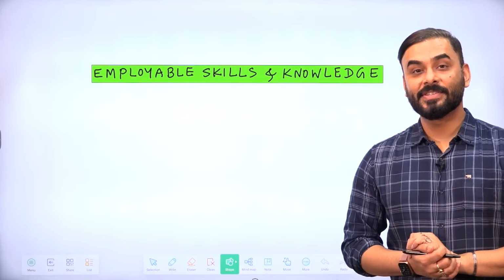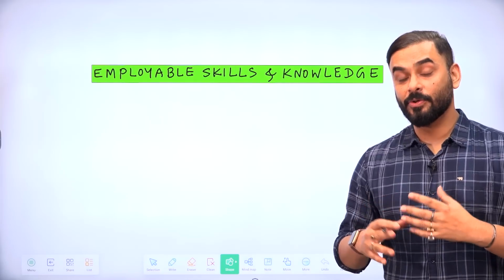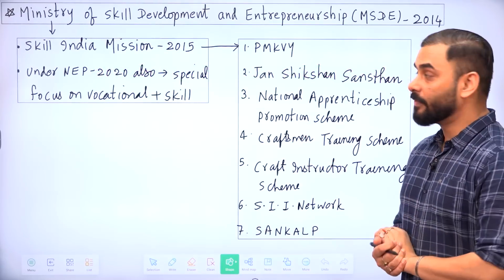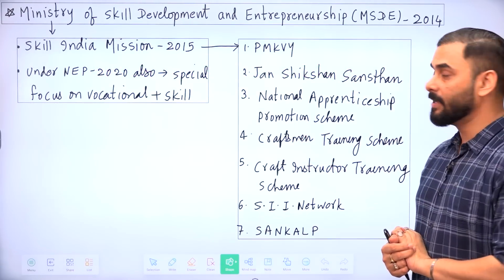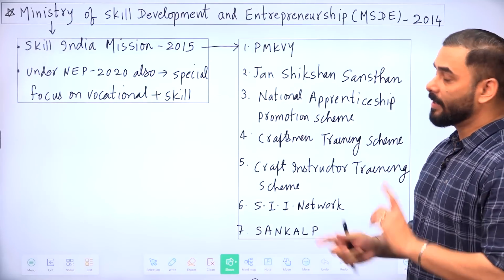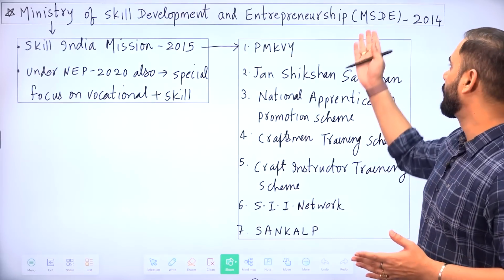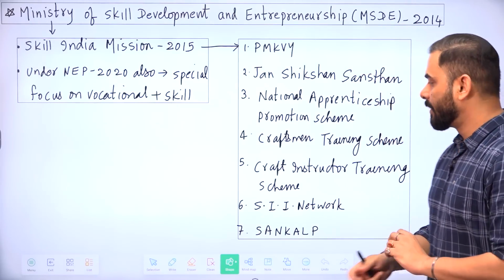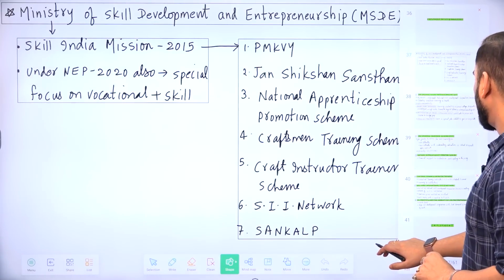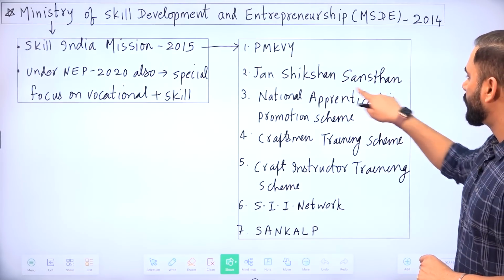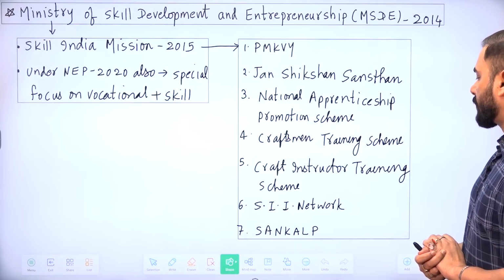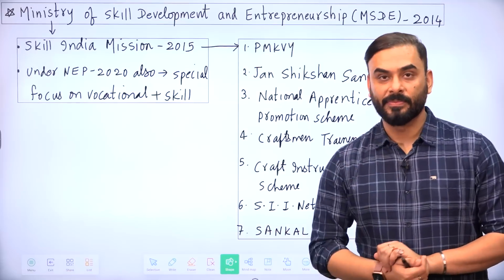Now guys, let us look at various schemes by the Government of India through which the government is trying to improve the skill and employability of our youth. See, the Ministry of Skill Development and Entrepreneurship, MSDE, launched Skill India Mission in 2015. Under Skill India Mission, the Government of India through the Ministry of Skill Development and Entrepreneurship is running these 7 important schemes. For example, the first scheme is Pradhan Mantri Kaushal Vikas Yojana, Jan Shikshan Sansthan, National Apprenticeship Promotion Scheme, Craftsman Training and Instructors Training, and there are 2 more schemes.